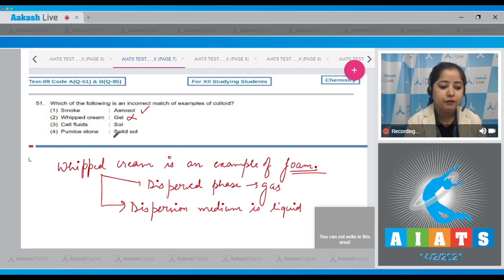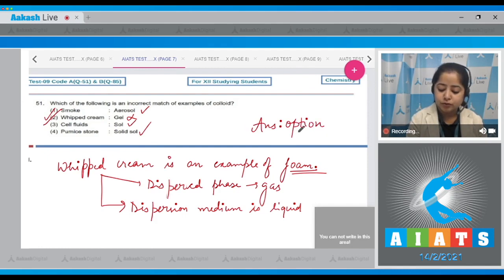Moving to next, cell fluids, sol. This is a correct match. Pumice stone, solid sol. This is also a correct match. That means the correct answer for this question is option number 2.